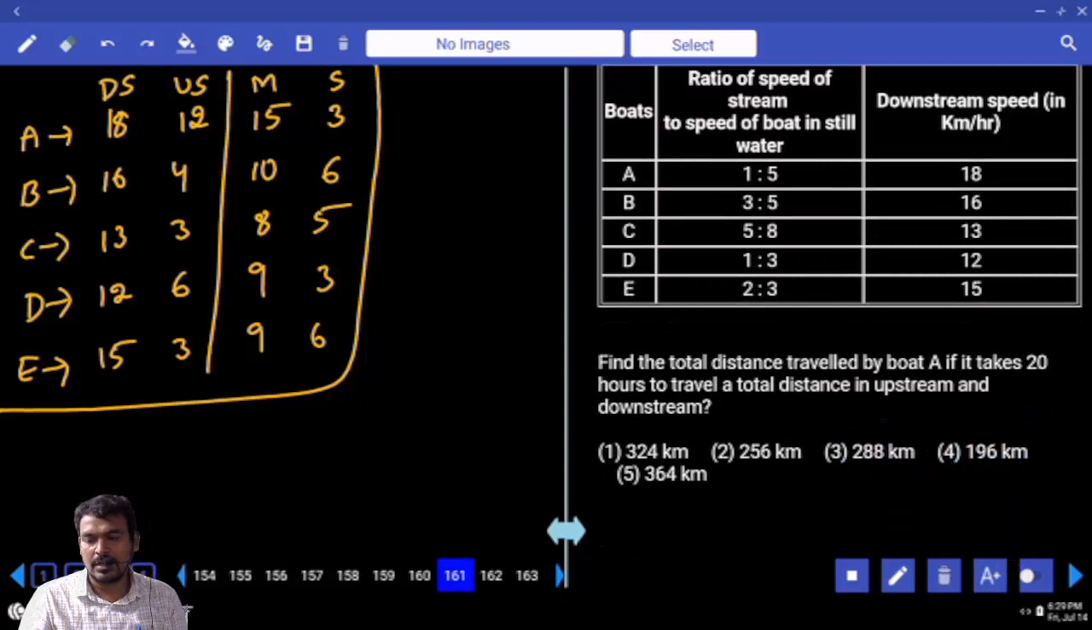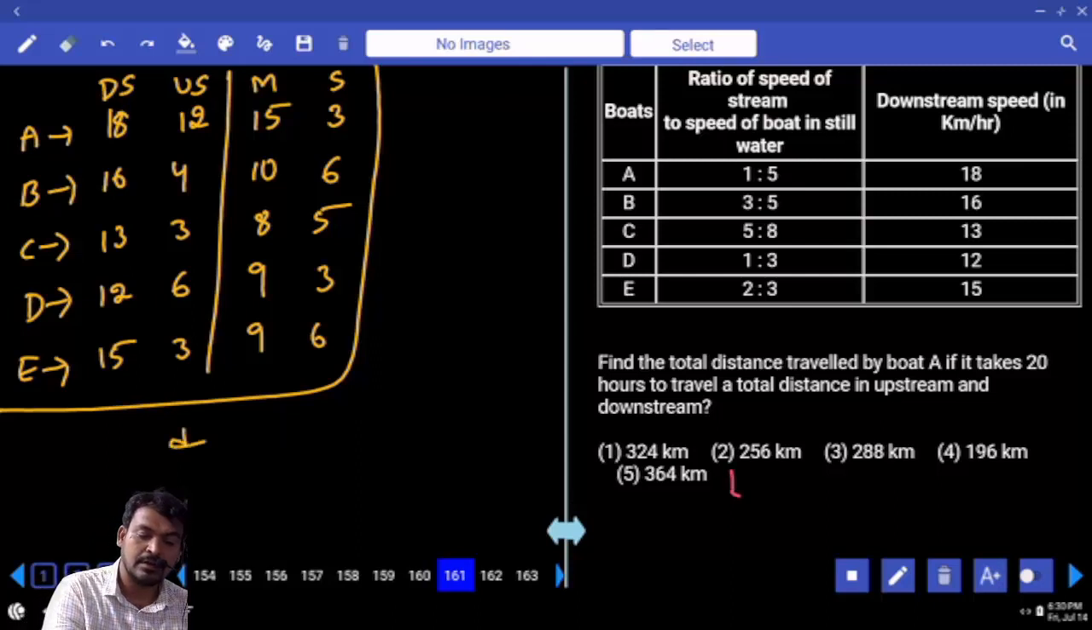Find the total distance traveled by boat A if it takes 20 hours to travel the total distance in upstream and downstream. Distance value we consider D. What is the upstream speed of boat A? 12. So we write D by 12 plus D by the downstream speed, 18. These two are added.